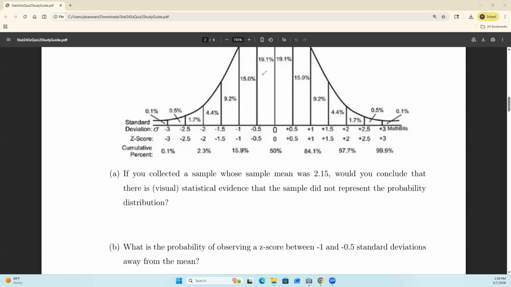15%. I agree, because that's the area right there. 15% or 0.15. I'm happy to accept either, right? Because probabilities are what? Visually, they're areas. Probabilities are areas.